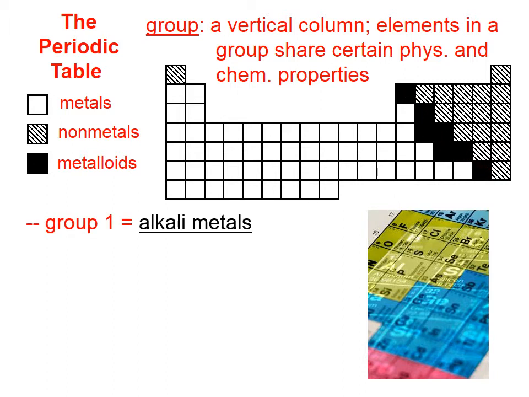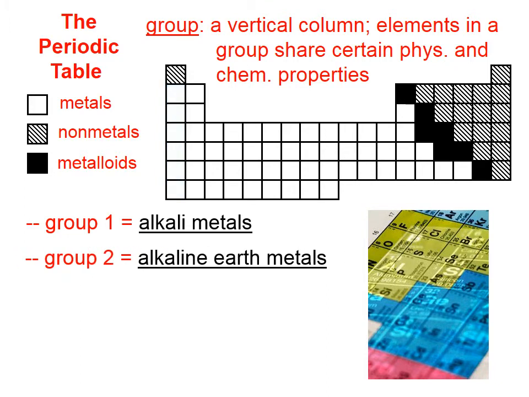You should know that the group 1 elements are called the alkali metals. So that would be all of those elements on that side. Hydrogen is not an alkali metal. Even though it is in group 1, you should not think that hydrogen is an alkali metal. It is not. The group 2 elements are the alkaline earth metals.